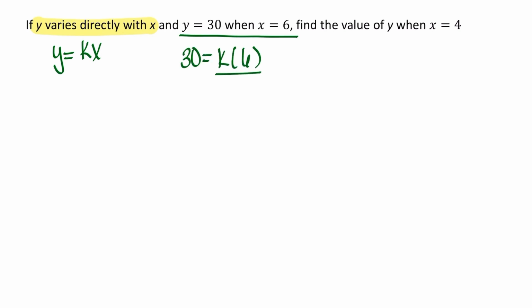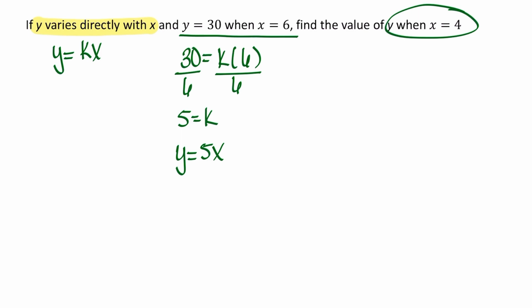So to solve for k, I can divide both sides by 6, which tells me that 5 equals the value of k. So now I can write my equation as y equals 5x. So now I want to find the value of y when x equals 4, so I'm going to use this equation. So I'm going to do y equals 5 times 4, which tells me that y equals 20.